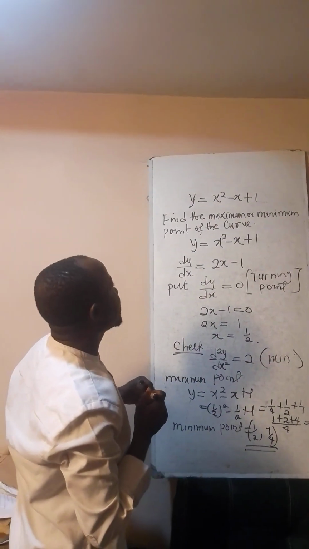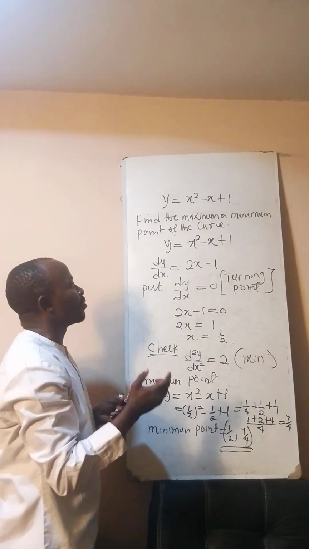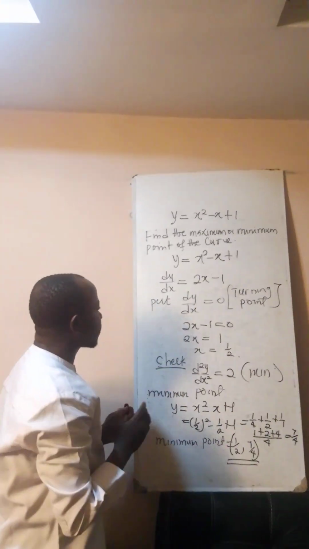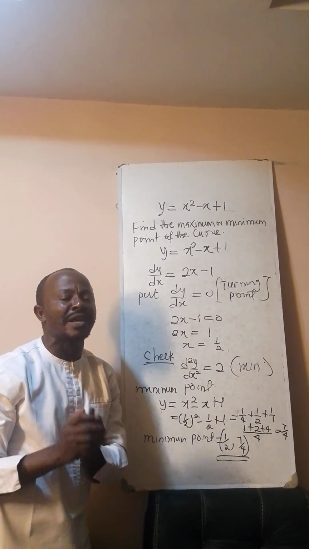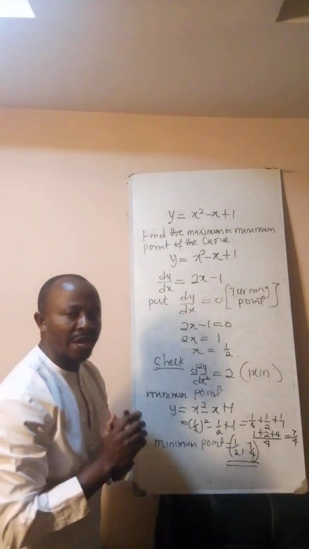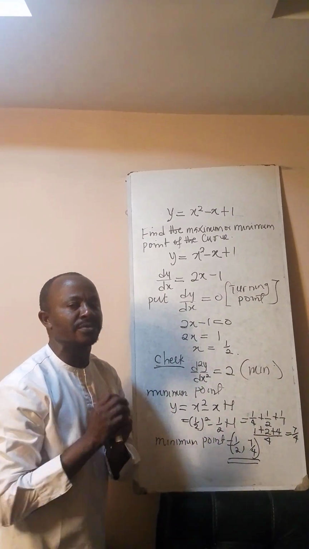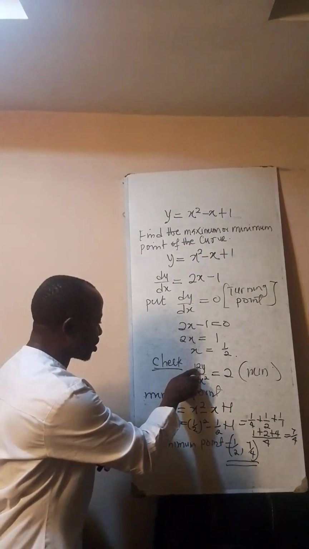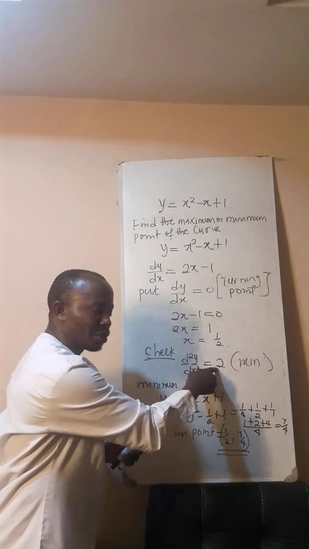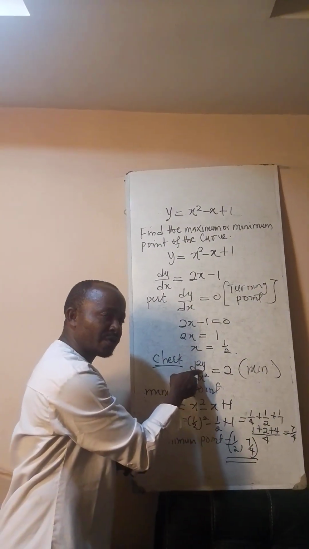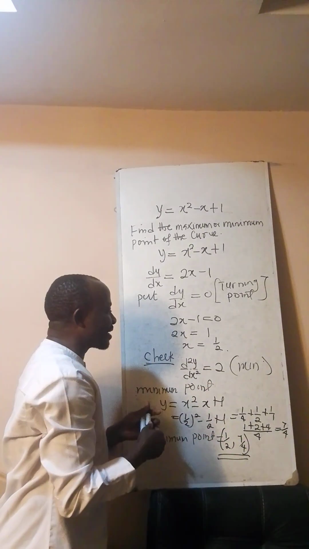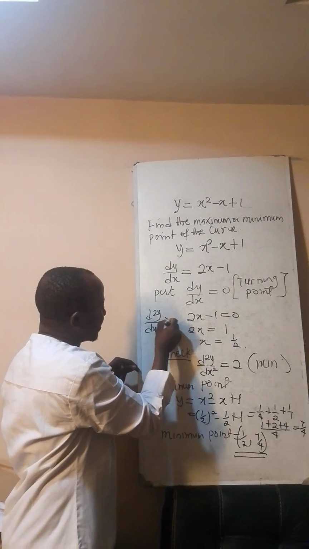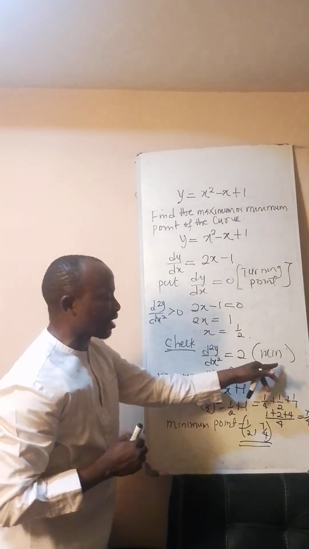So note, to find the maximum or minimum point of this curve, the first step is to find the first differentiation and equate it to 0 to find the value of x. The second step is to check the maximum and minimum value, which is to find the second differentiation, d squared y over dx squared. At this condition, d squared y over dx squared is greater than 0. Since it is greater than 0, it is said to be minimum.